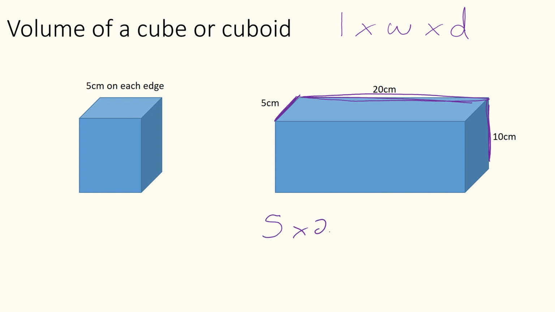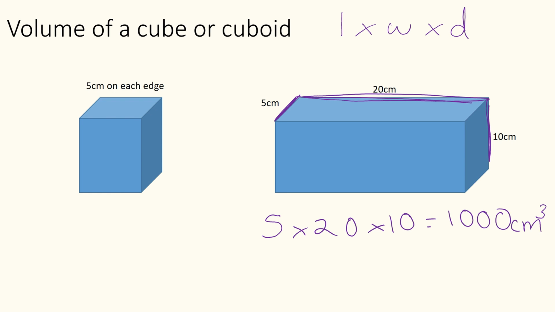So 5 times 20 times 10. 5 times 20 is 100, times 10 is 1,000. Now it's centimetres, and now we're talking about cubed. The volume is how much the shape can hold inside the 3D shape. So always imagine a box. How much can you fill the box with? So we need a little 3 there to indicate that it's volume and that we have multiplied 3 sides together.